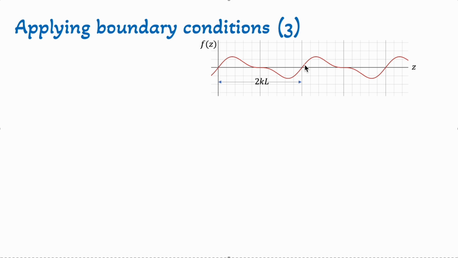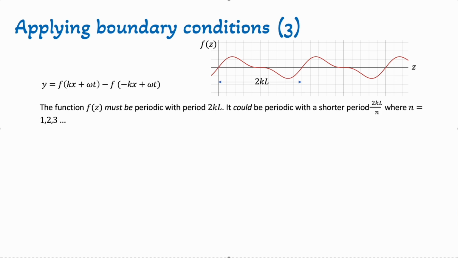But it could repeat itself more frequently than that. As long as it gets back to where it started after 2kl, it could repeat itself every time z goes up by kl, or every time z goes up by 1/3 of kl, or whatever. In other words, we can say it could be periodic with any period 2kl over n, where n is a whole number 1, 2, 3, etc. Because that would imply that it's also periodic with a period 2kl, which it must be.